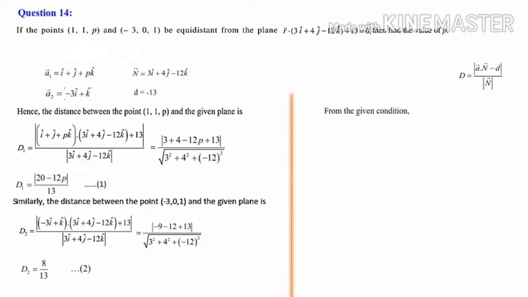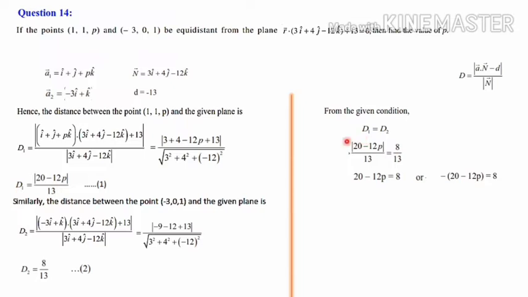Now it is given to us that these two distances, the first point and the plane, and the second point and the plane, are the same. So d1 equal to d2. That is d1 we have calculated, modulus of 20 minus 12p divided by 13, and d2 value is 8 by 13. That is, 20 minus 12p is equal to 8, or minus of 20 minus 12p is equal to 8.